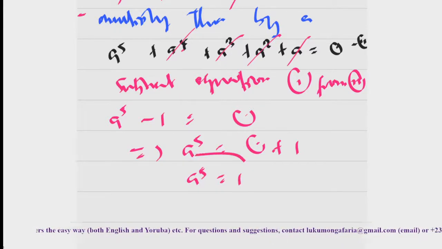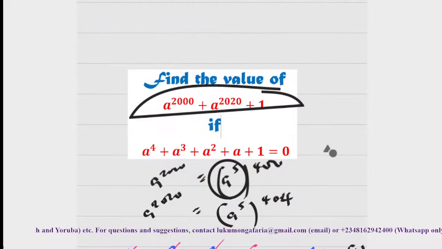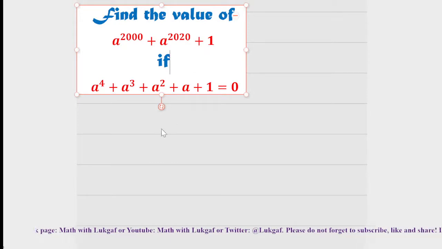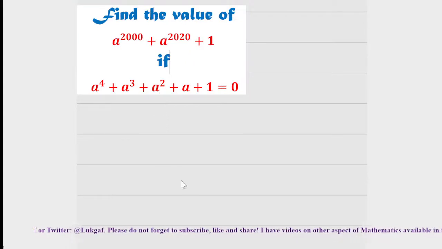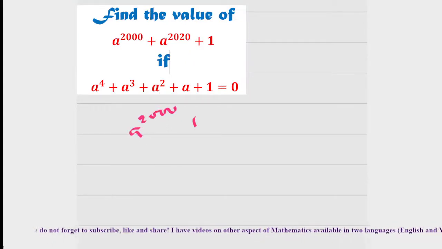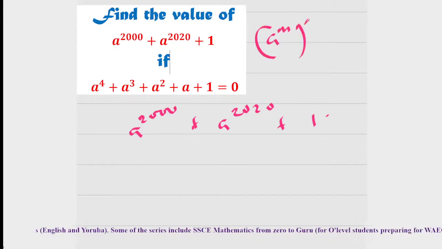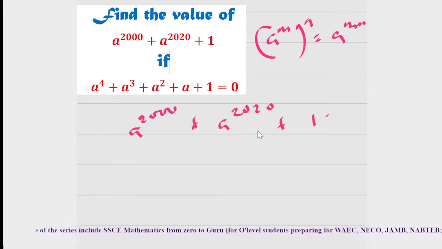So if a^5 is equal to 1, then you can just go back to your question directly. If you write the question, we have a^2000 + a^2020 + 1. Let me just copy it here. I can rewrite this using indices. Don't forget from your laws of indices, when you have a^m, everything raised to the power n, it is the same thing as a^(mn).